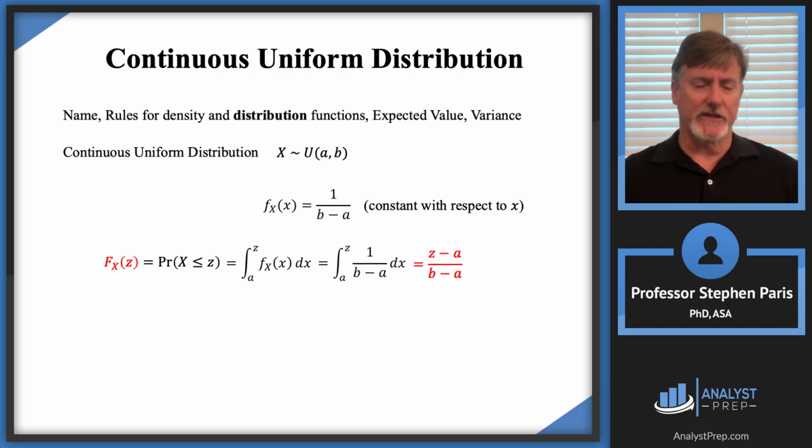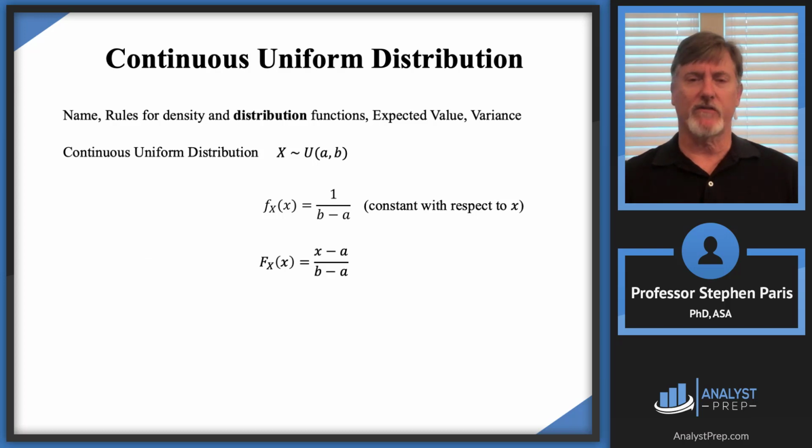Now, z was just a placeholder variable, so on the next slide I'm going to replace the z by an x, because in the expression on the right in red, I don't have any x's, so it's okay for me to use x now. So I'm going back to using x as the placeholder variable. The distribution function is now defined as (x minus a) divided by (b minus a). And notice that that's a linear function with respect to x. So anytime you see a linear distribution function, you're dealing with a continuous uniform distribution.